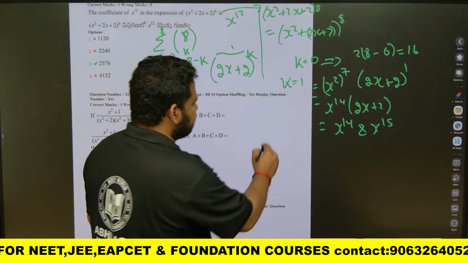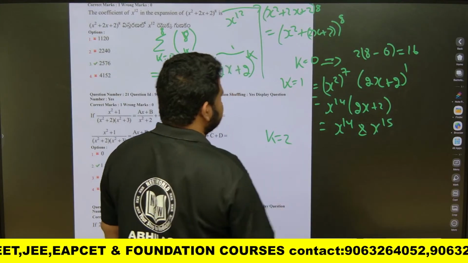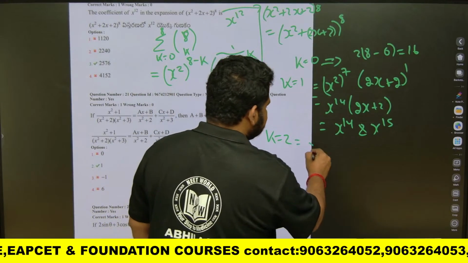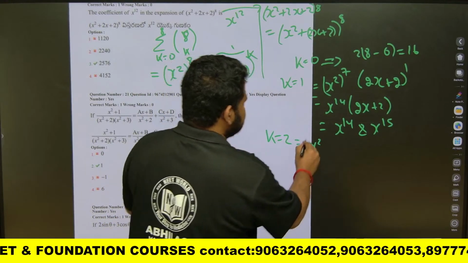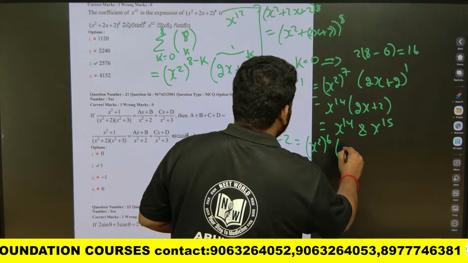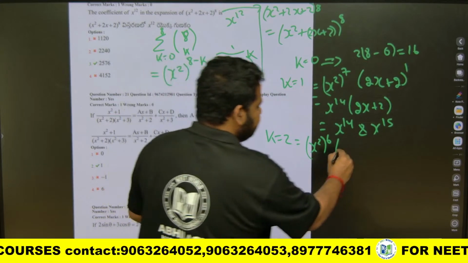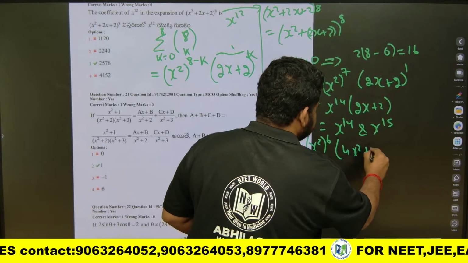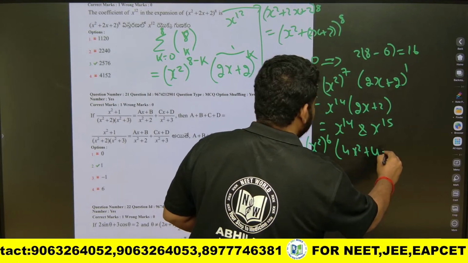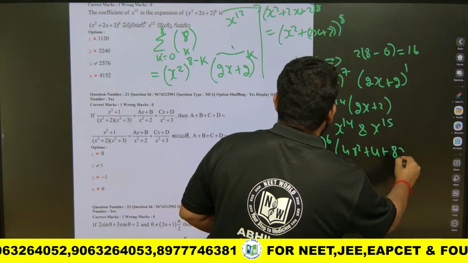Now if I put k is equal to 2, what will I get? x square to the power of 8 minus 2, that is 6, times 2x plus 2 to the power of 2, that means 2x plus 2 whole square. This will be 4x square plus 4 plus 8x. Okay, 2 2s are 4, 4 2s are 8.